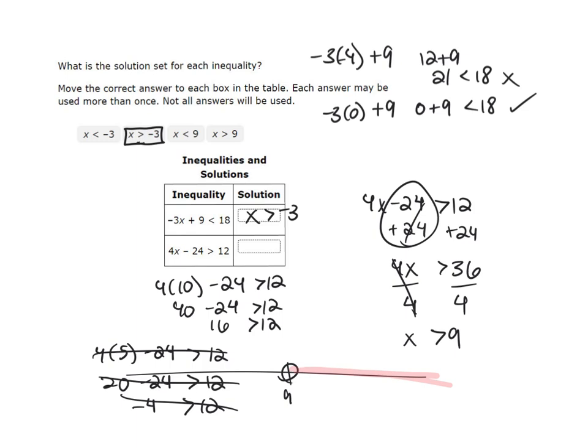10 does work because it's greater than 9. So that means that our inequality here is correct. So we can say x is greater than 9. There we go. And so I would be dragging this little square down there into that box.